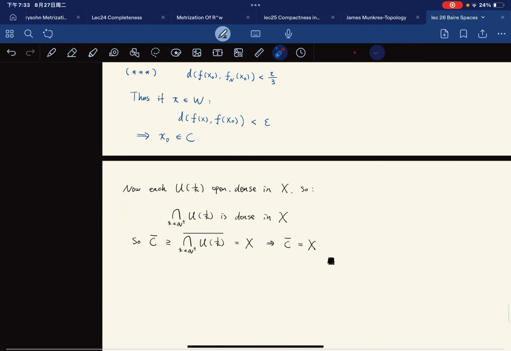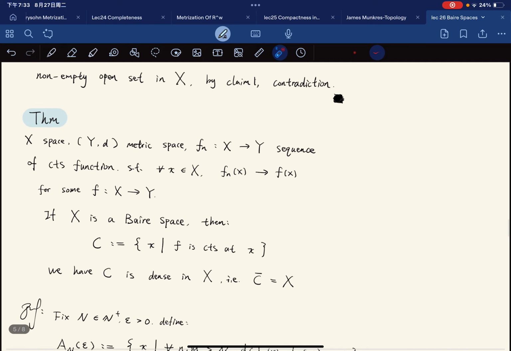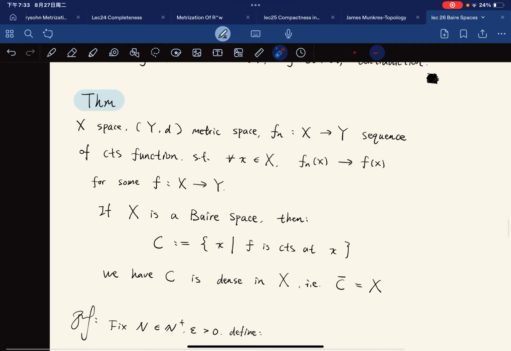Okay, so this is a very beautiful result. It shows that under Baire spaces, the set of points at which the limit function is continuous is dense in X, almost everywhere. So it won't be that bad. Okay, and this is everything for this lecture, and I'll see you guys next time.